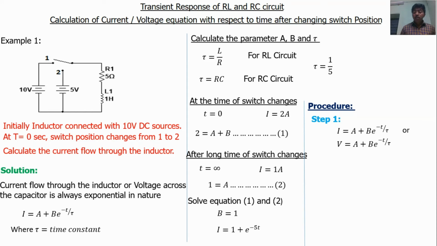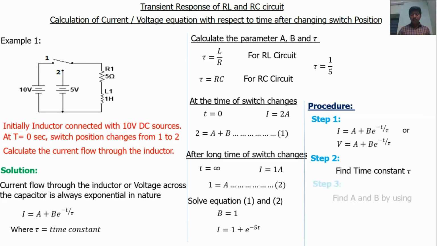Okay. Step 2, the objective is to find the tau value. If a single resistor is connected with the L, then the time constant tau is equal to L by R. If a single resistor is connected in series with the capacitor, then tau is equal to RC. If the circuit has multiple resistors, you have to convert the multiple resistor circuit into a single resistor circuit.